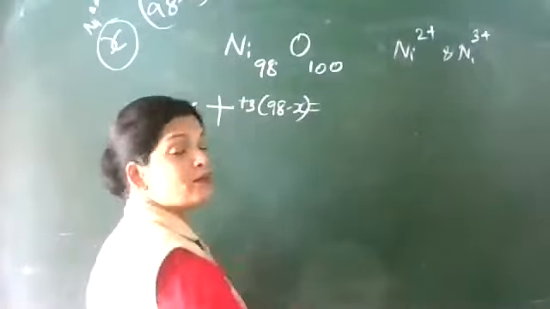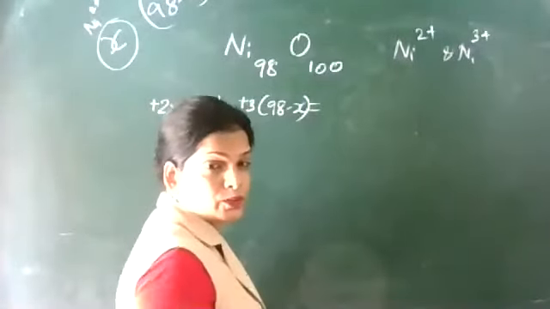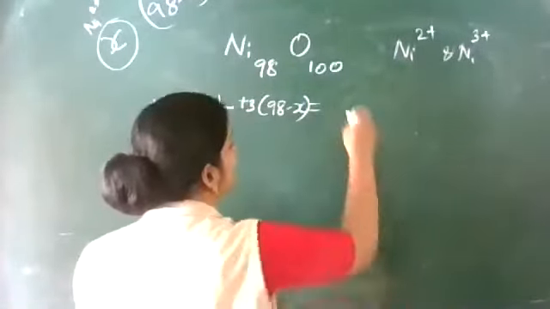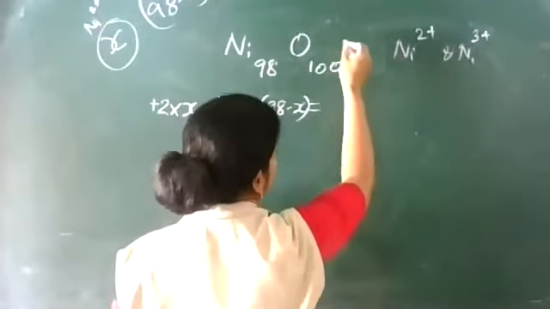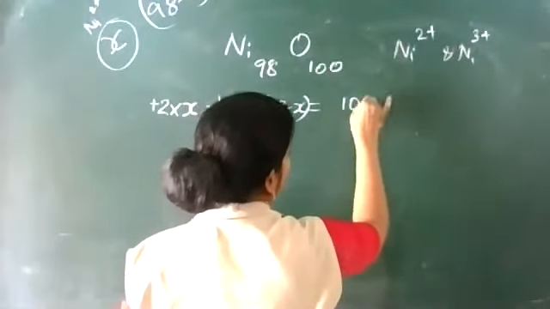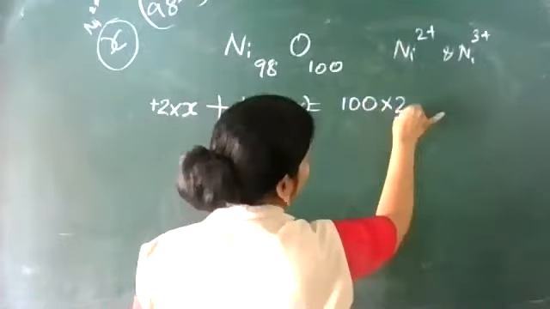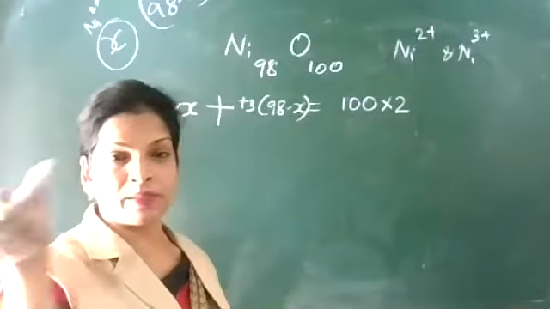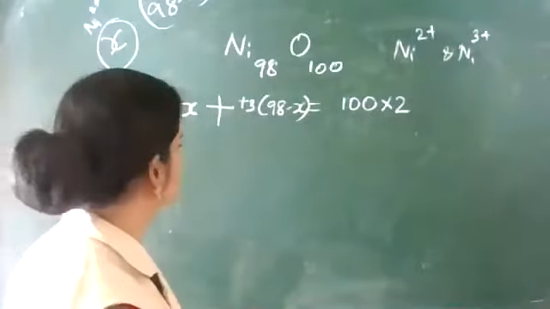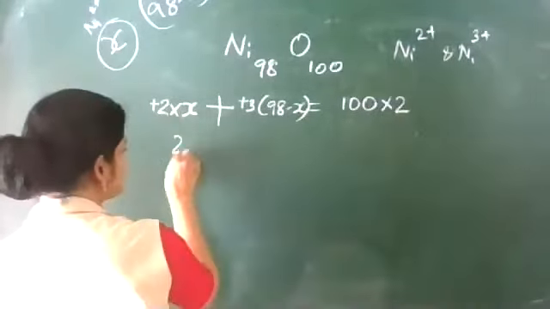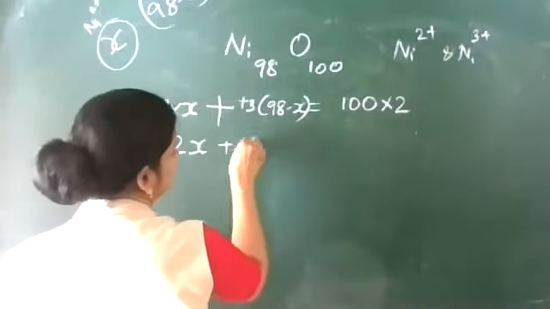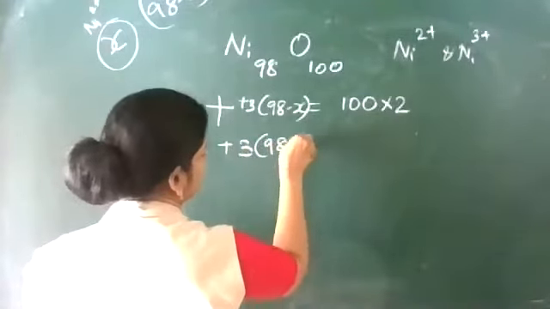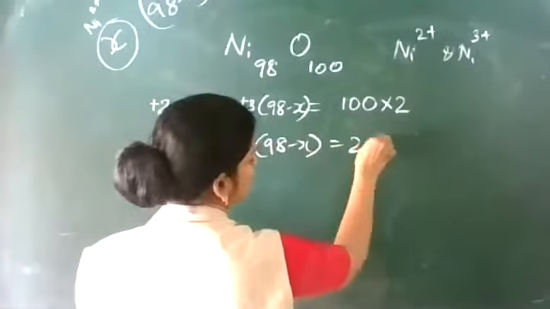There are 100 O2 minus, so there is no deficiency. 100 O2 minus, so 100 into 2 is 200. I'm not writing minus, I'm just equating the numbers, like girls number, boys number. So 2x plus 3 into 98 minus x is equal to 200.